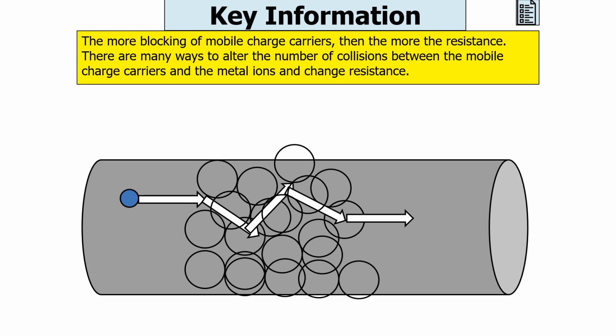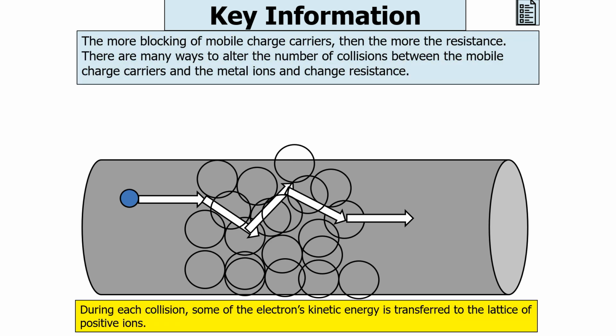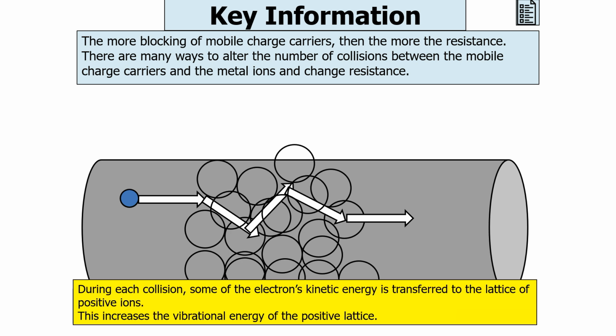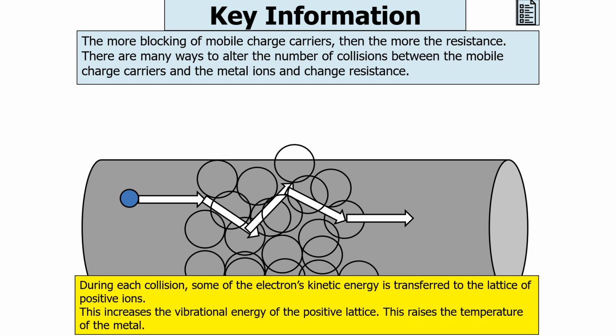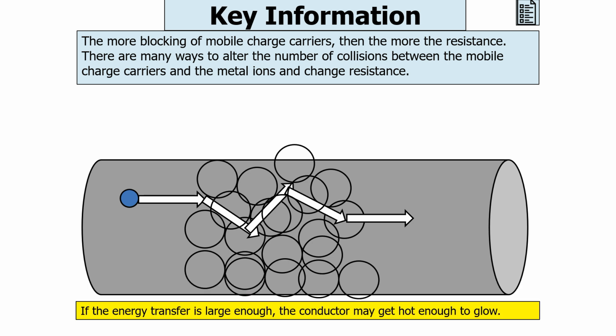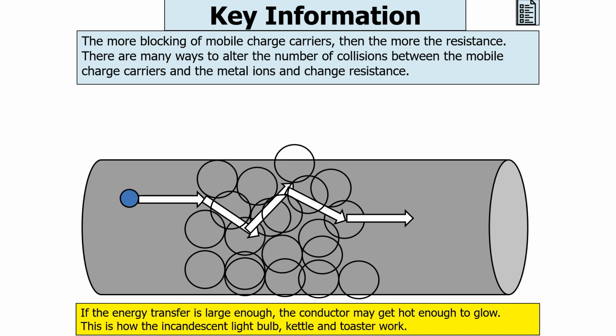There are many ways to alter the number of collisions between the mobile charge carriers and the metal ions and change resistance. During each collision, some of the electron's kinetic energy is transferred to the lattice of positive ions. This increases the vibrational energy of the positive lattice, and this raises the temperature of the metal. If the energy transfer is large enough, the conductor may get hot enough to glow. This is how an incandescent light bulb, kettle and toaster work.